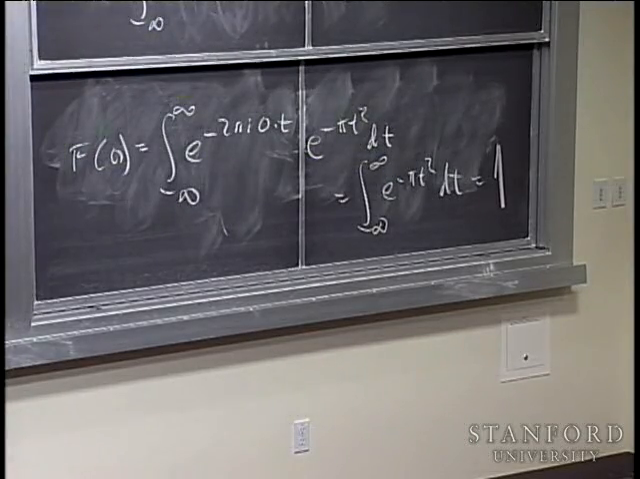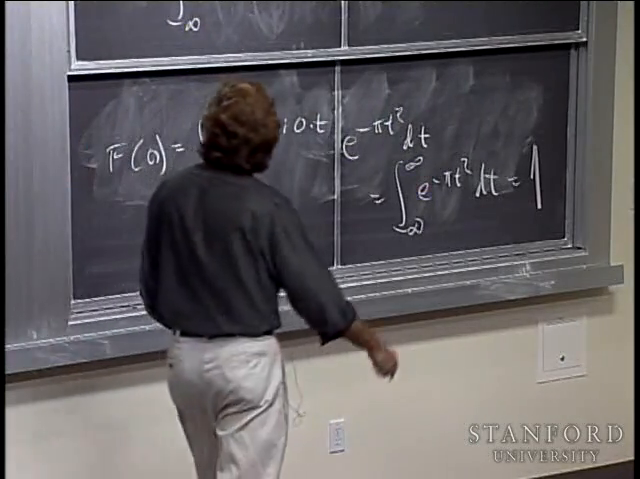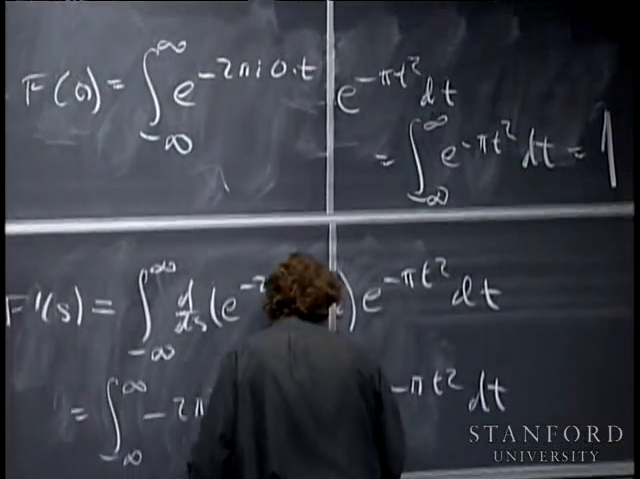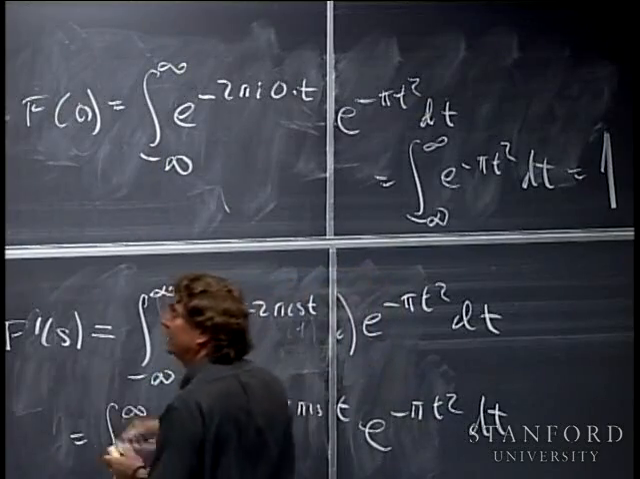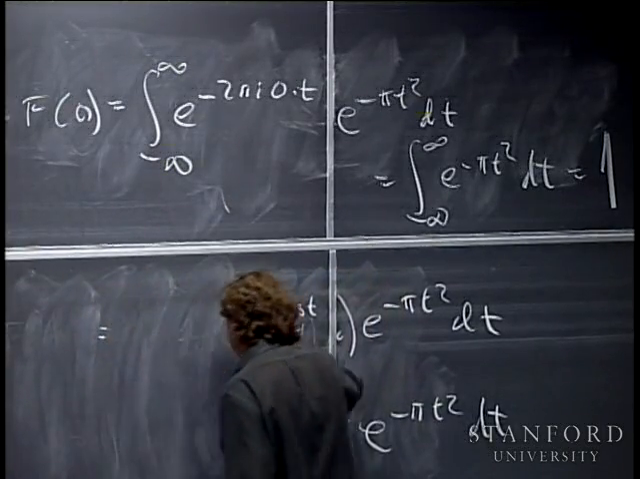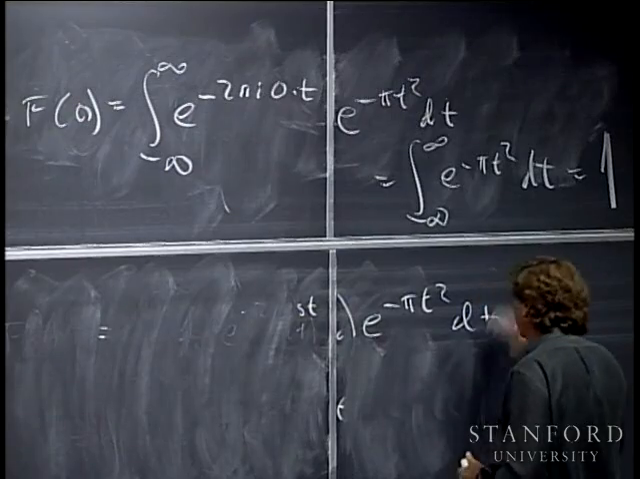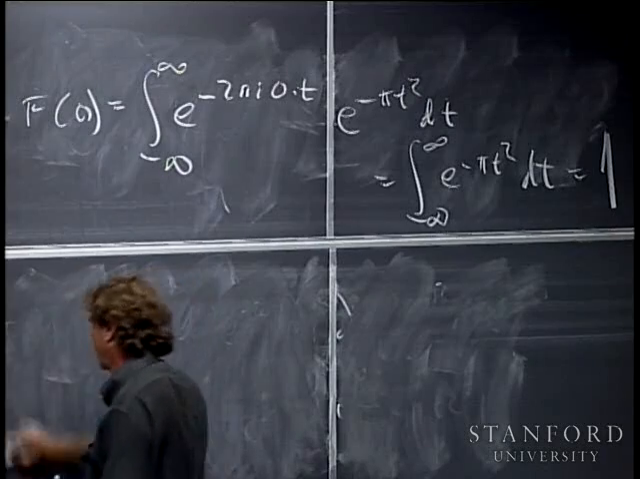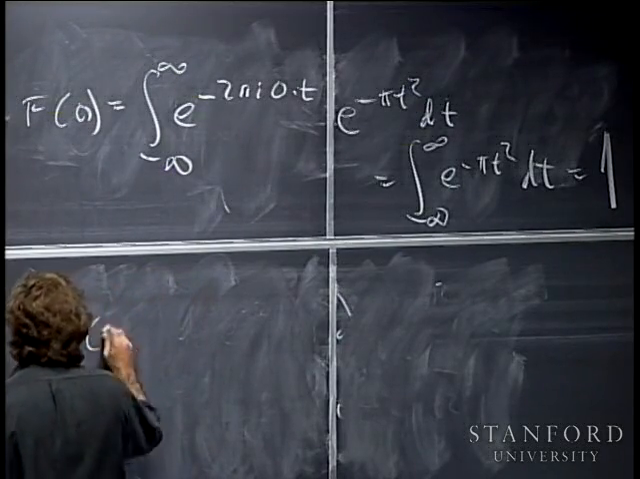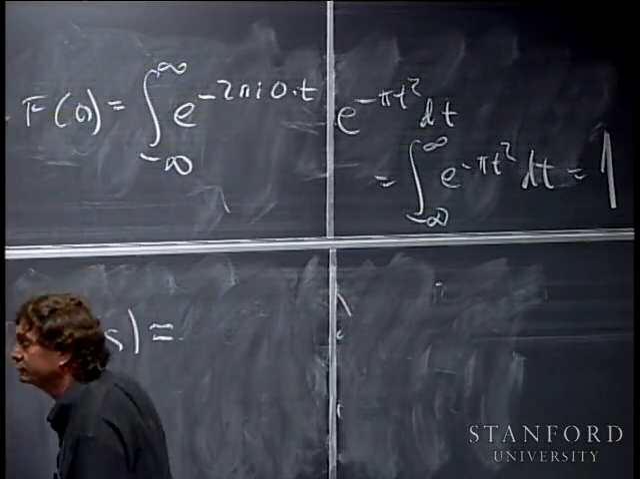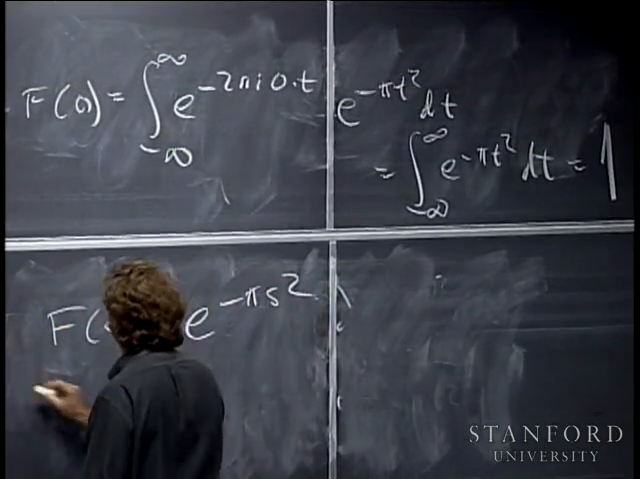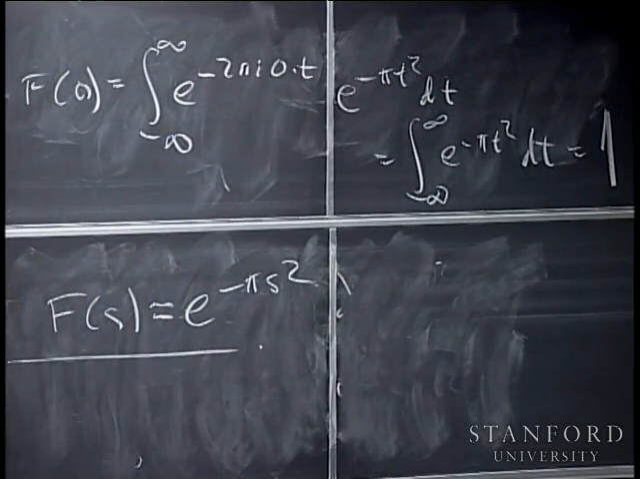So what is the actual value of the answer? That says that capital F of s is e to the minus pi s squared. Done.